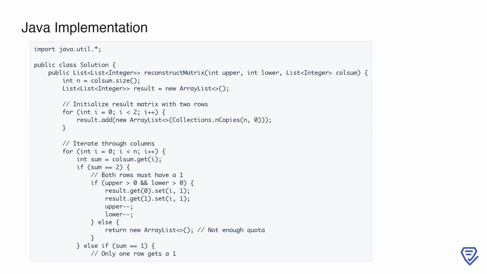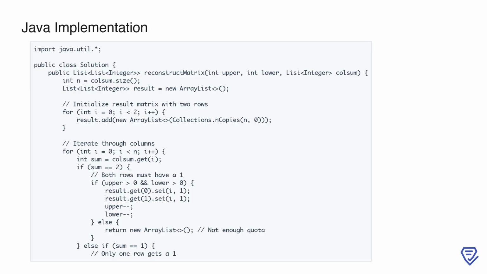Here, we start by importing the necessary libraries and defining our solution class. The method reconstructMatrix takes three inputs: upper, lower, and colsum. Upper and lower represent the number of ones we can assign to the first and second rows, respectively, and colsum is the list of column sums for the binary matrix we need to construct. First, we determine the number of columns, n, based on the size of colsum, and initialize an empty result matrix with two rows, each filled with zeros.